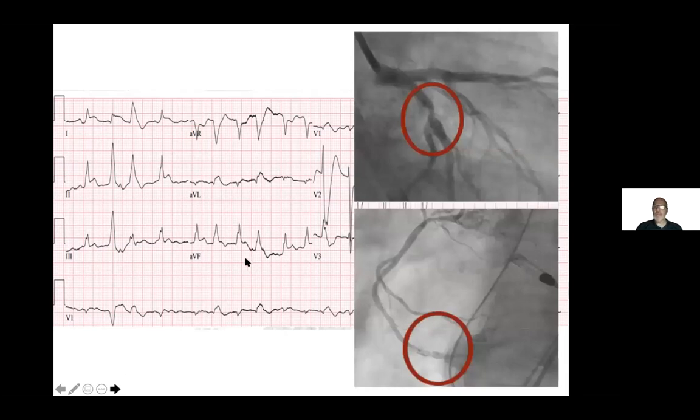He had a left circumflex occlusion, which is what you're looking at right up here, and then he had a right coronary occlusion, which is what you're looking at down here. So they were able to recanalize those, reperfuse them, and admitted him to the ICU. He arrested again, and at that point, his wife, God bless her, said, just let the man rest. So this guy actually had double vessel disease.